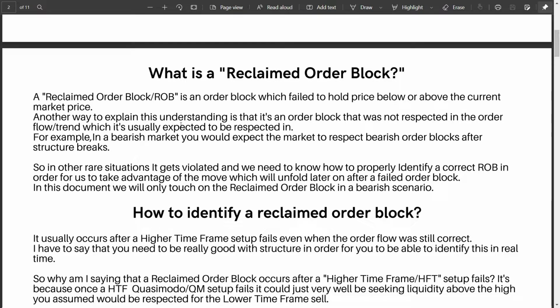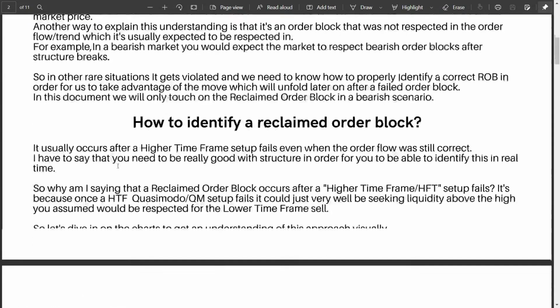Another way to explain this is that it's an order block that was not respected in the order flow or trend in which it's usually expected to be respected. Like if you're in a downtrend, you'd expect bearish order blocks to be respected, and in an uptrend you'd expect bullish order blocks to be respected.